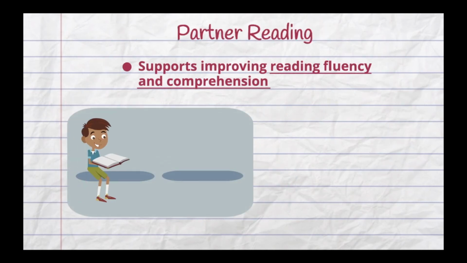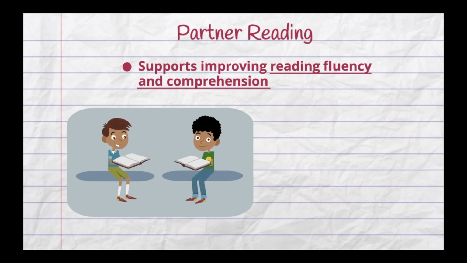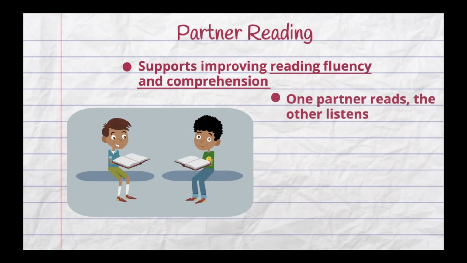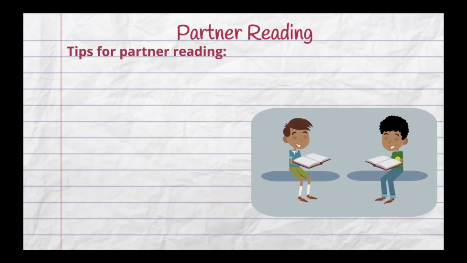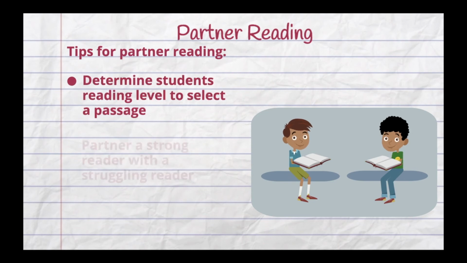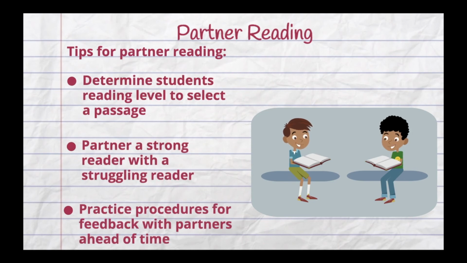Partner reading is just what it sounds like. Students are put into pairs and they each take turns reading a passage to help improve reading fluency and comprehension. One partner reads and the other listens, making note of positives and errors. The listener shares notes with the reader and they switch. There are variations for partner reading, but putting students together to read a passage is an effective way to keep the entire class engaged. Partner reading requires teachers to know their students' reading levels in order to partner strong readers with struggling readers. It also helps to determine the procedures for feedback and practice ahead of time.